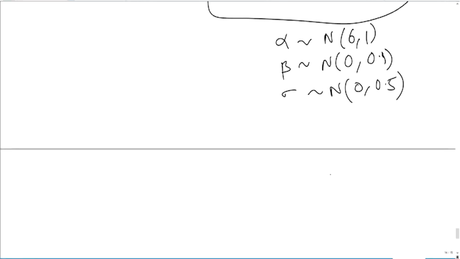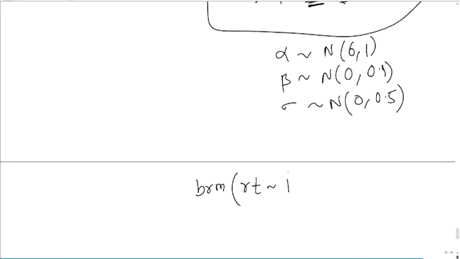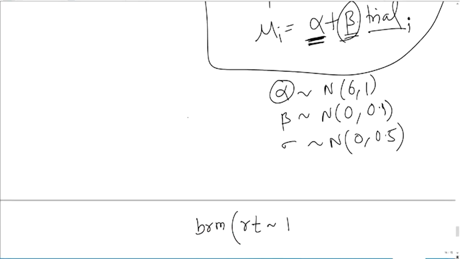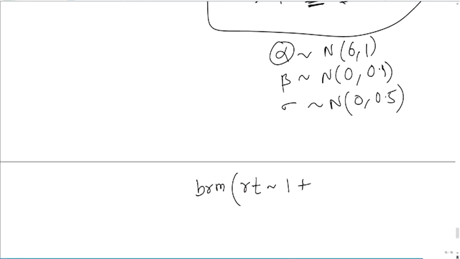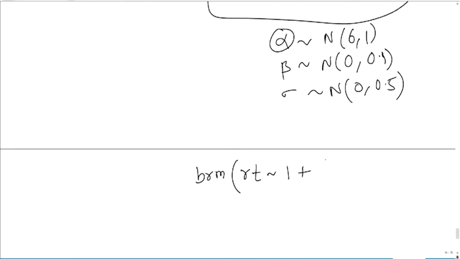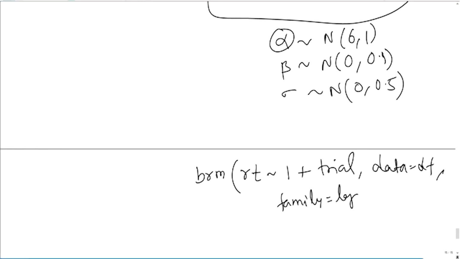Now you can implement this using brms. In brms you will write that recognition times are predicted by 1, where 1 stands for alpha, the intercept in this case, plus the effect of trial ID. So 1 plus trial ID. Data equals df, which should now contain RT as well as trial IDs. Family equals lognormal.